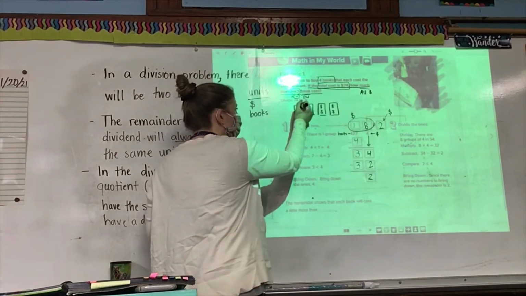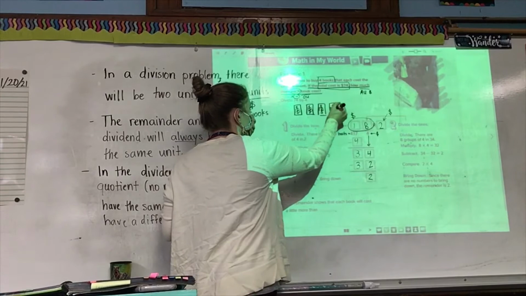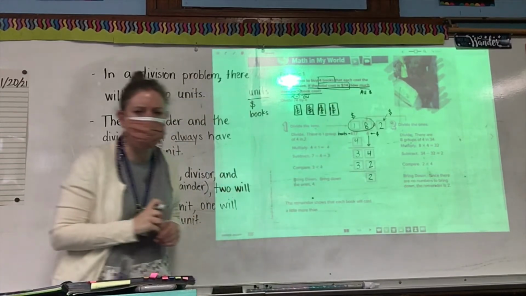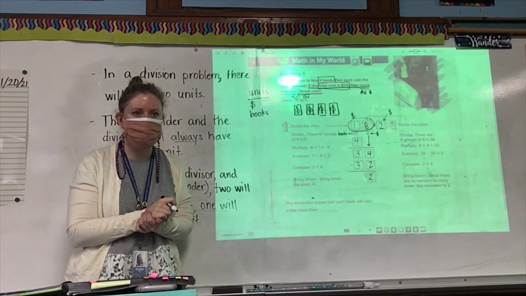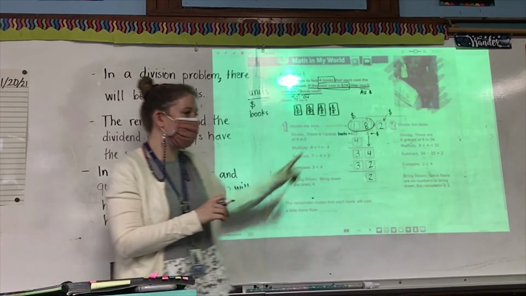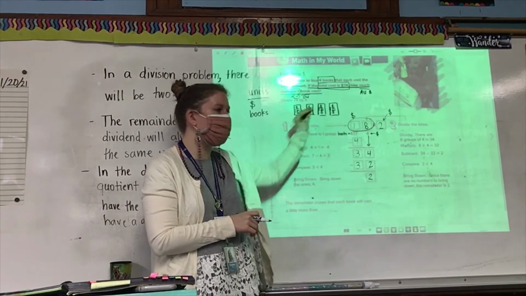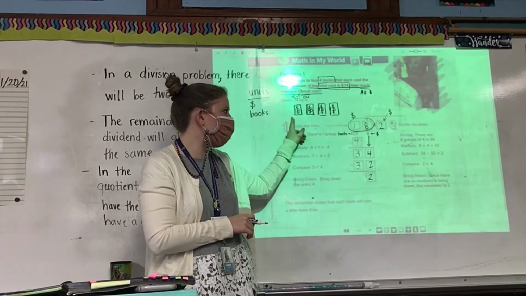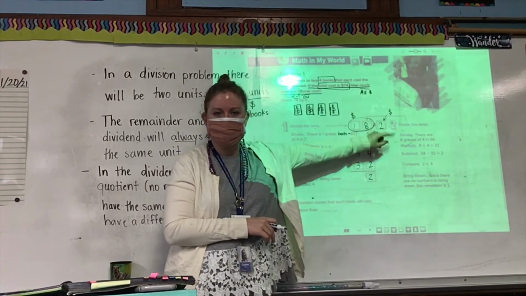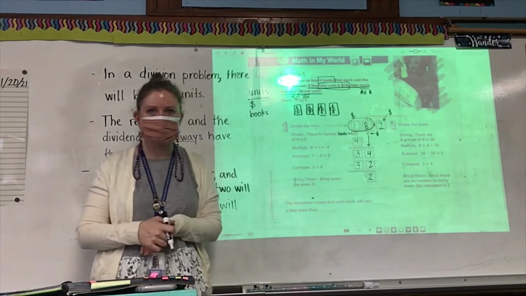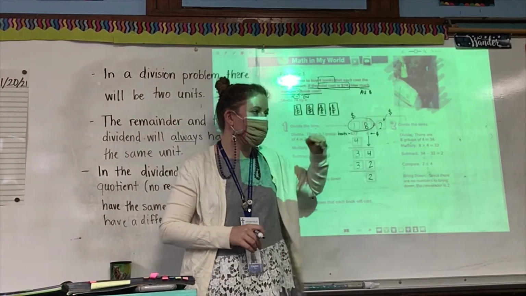So is each book $18 if we have a remainder? Is each book exactly $18? Can it be exactly $18 when we had 74 total and only 18 fit in each one evenly, but then we had this left over? Can they each be $18? No, because then we have that $2 that's extra.